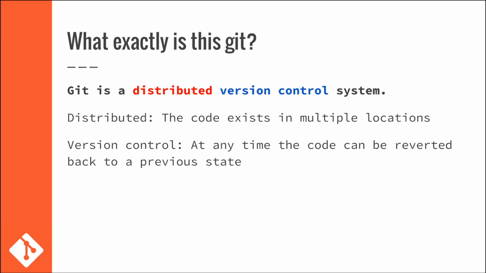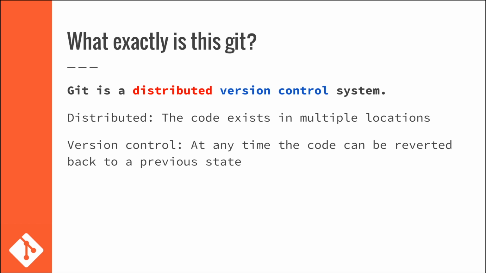So Git is a distributed version control system. Now, what distributed means is the code exists in multiple locations. So not just you, but your collaborator and also GitHub.com have their own versions. And version control means that at any time the code can be reverted back to a previous state.